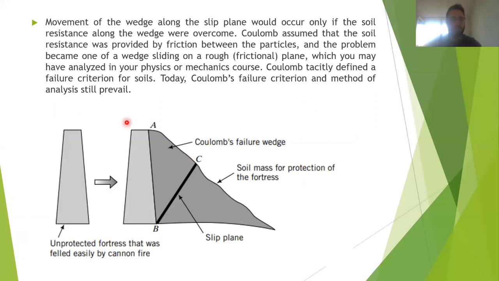So movement of the wedge along the slip plane would occur only if the soil resistance along the wedge were overcome. That's some basics of soil mechanics.